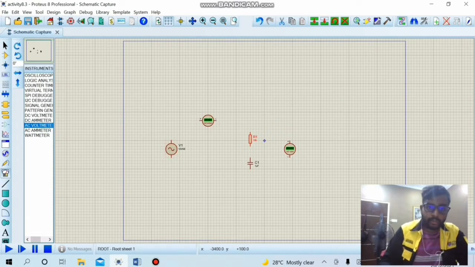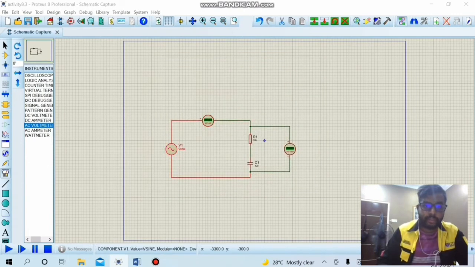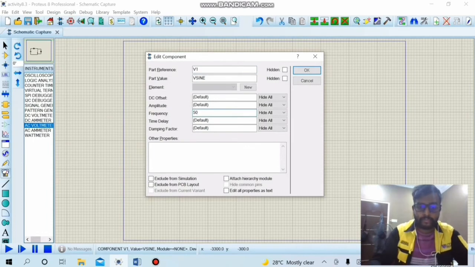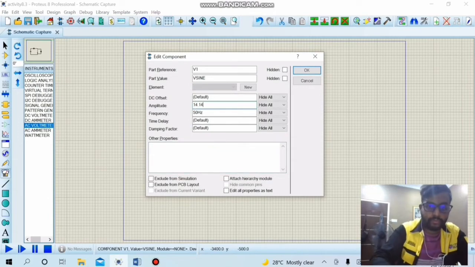Now we are going to complete the connections. The negative terminal of the capacitor is connected to the negative terminal of the AC supply, and we connect the voltmeter to measure the voltage across the resistor and the capacitor, and we set the ammeter to milliamperes, and we set the frequency to 50 Hz and the VRMS to 14.14 volts.